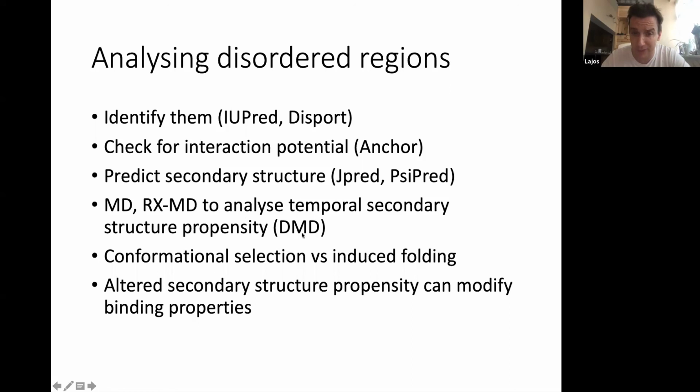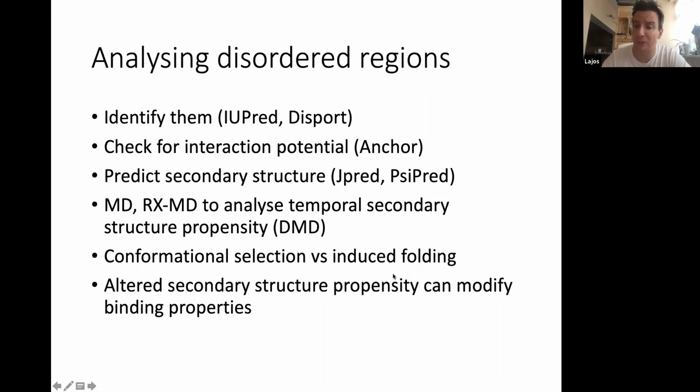The reason why it is extremely important is that disordered protein regions can interact with other proteins in two ways. The two main ways they interact are conformational selection and induced folding. Induced folding is the rarest one and the simplest one, so that's why I will say this first.